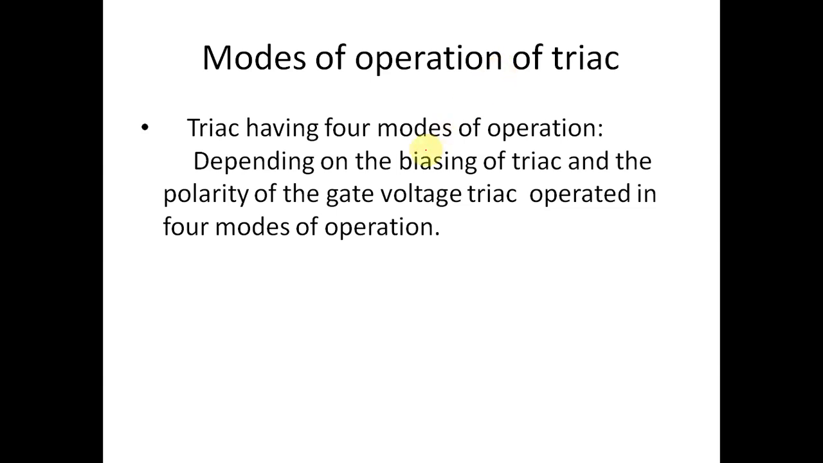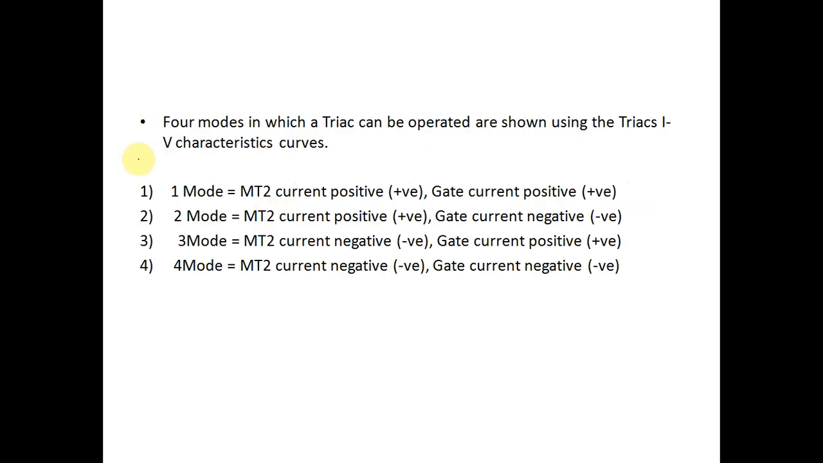Triac will be working in four modes of operation. Triac has four modes of operation: mode first, mode second, mode third, and mode fourth. How are they identified? Because a triac can be triggered in both directions, with positive as well as negative gate current applied to the triac, the triac will be turned on.